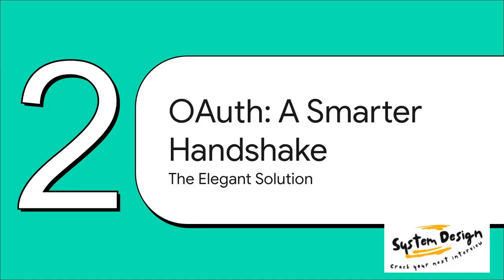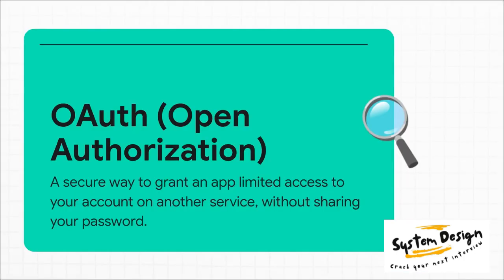So how do you solve this giant problem? Well, that brings us to this really elegant solution that completely changed the game. Think of it like a smarter, way more secure digital handshake. And it's called OAuth, or Open Authorization. Now, the key phrase you got to remember here is limited access. You are giving an app permission to poke around your other account, but, and this is the absolute magic of it, you're doing it without ever sharing your password.